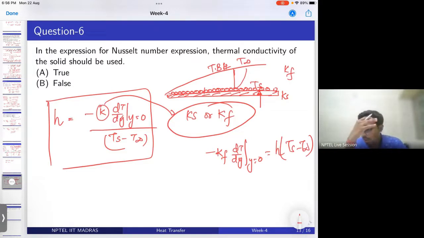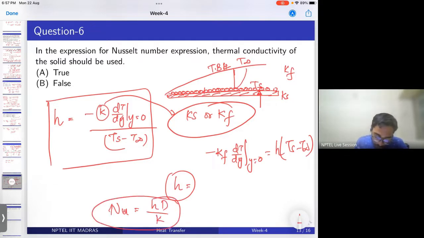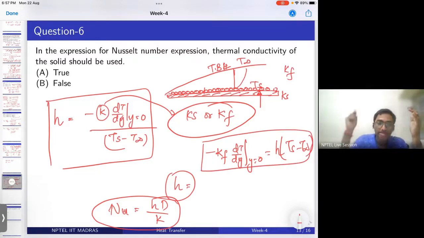Normally, from h we get the Nusselt number, which is hd by k. So in the Nusselt number expression, and also in the heat transfer coefficient expression derived in this way, the thermal conductivity of the fluid is used.